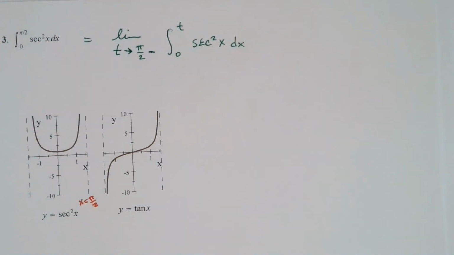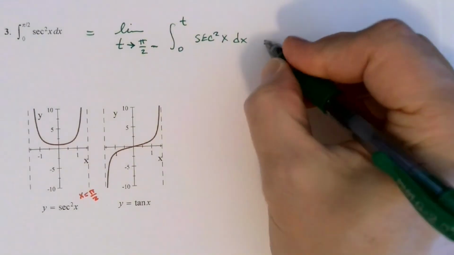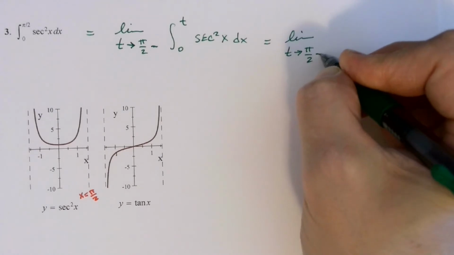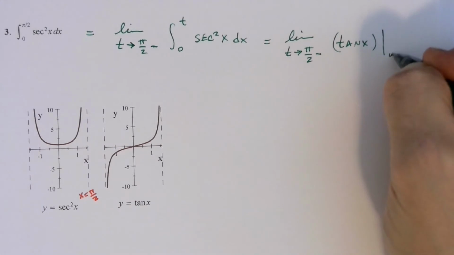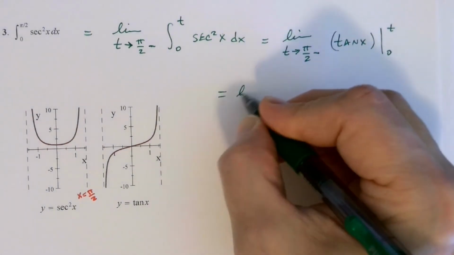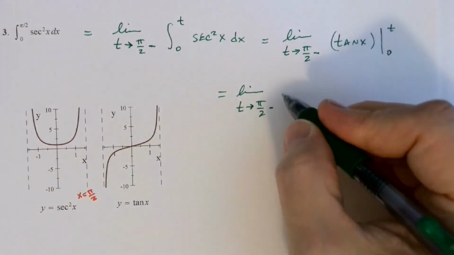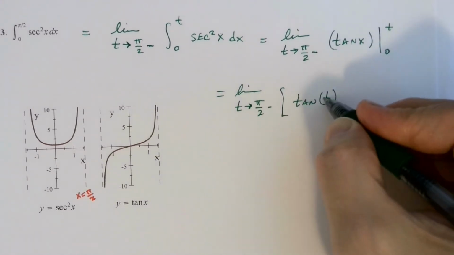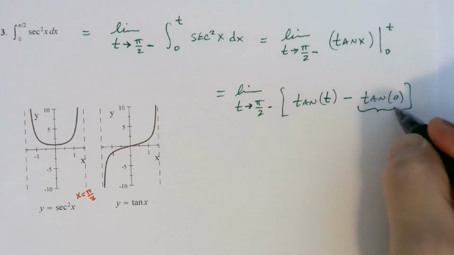Well, what's the antiderivative of secant squared x? Now you know I've got the graph of tangent x down here, right? The antiderivative of secant squared x is tangent x. So I can evaluate tangent of t, it's a little cumbersome, tangent of t, minus tangent of 0. And of course tangent of 0 is just 0.